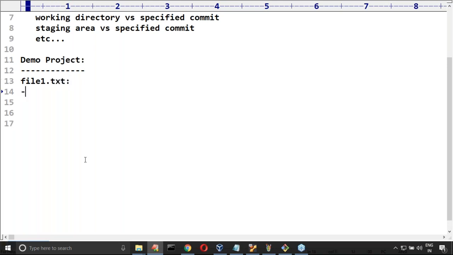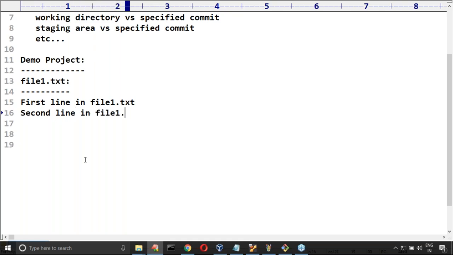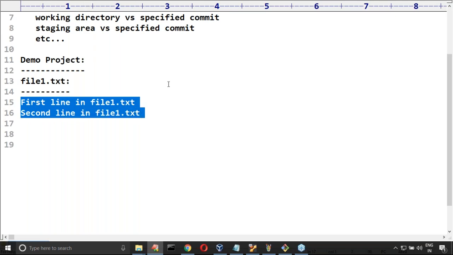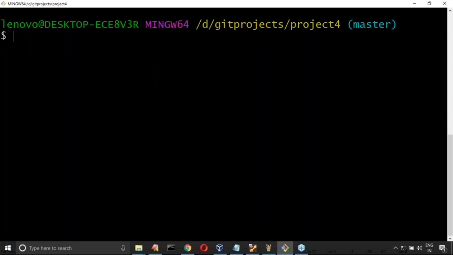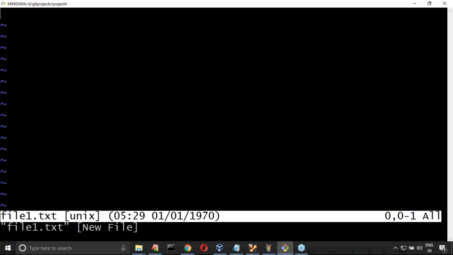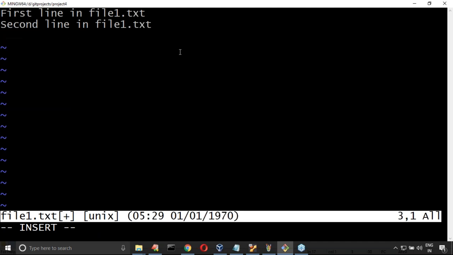Sir, very important, observe very carefully. Here the first line in file1.txt, and the second line in file1.txt. Let me create a file and add two lines in that file. I'm using the vim editor to create file1.txt. Now insert mode. Let me copy and paste these two lines.